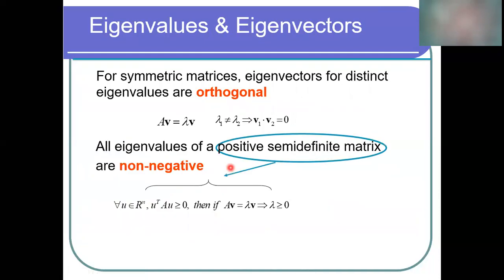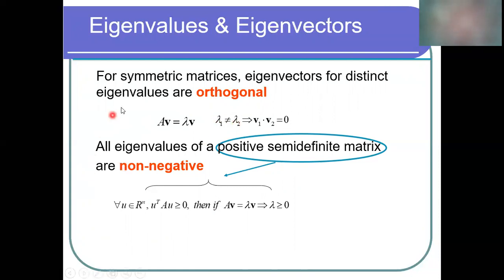For a symmetrical matrix, the eigenvectors for distinct eigenvalues are always orthogonal. It means if AV is equal to lambda times V, and for a symmetric matrix the eigenvalues are distinct. If the eigenvalues are distinct, it means lambda 1 and lambda 2 for a 2 by 2 matrix are not the same. In that case, the eigenvectors are always orthogonal.